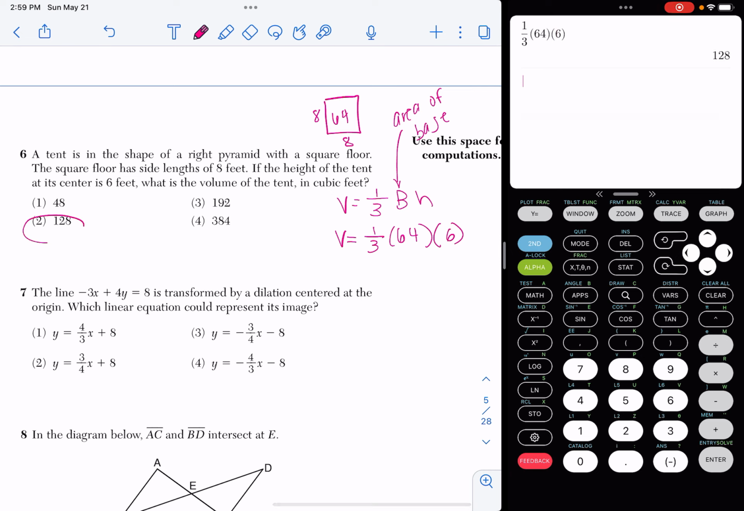And I get 128, choice 2. Number 7, the line -3x plus 4y equals 8 is transformed by a dilation centered at the origin. Which equation could represent its image?